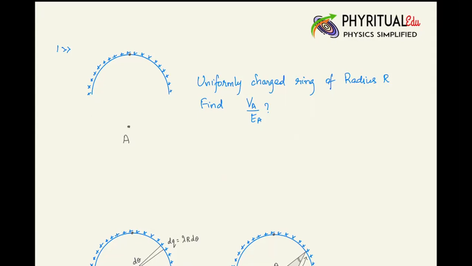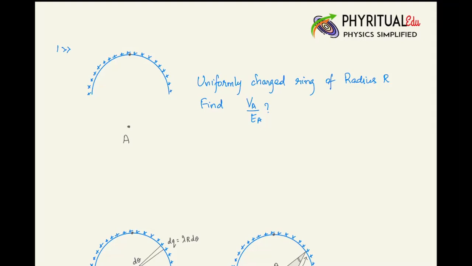So what you have here is a uniformly charged half ring, radius is r. Now the point A is diametrically opposite to the topmost point of the ring. So here this distance is 2r. A is diametrically opposite to the topmost point, and at point A you are required to find the ratio of potential to the magnitude of electric field at that particular location. What would be this ratio?